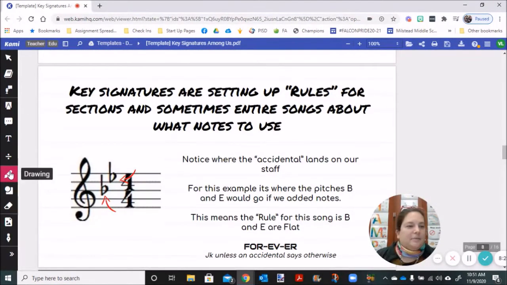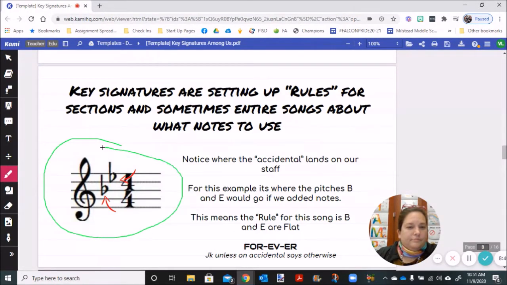Continuing on, let's stop talking about accidentals. Let's focus more on key signatures. Key signatures are setting up rules for sections and sometimes entire songs about what notes to use. So here we have a key signature, and there are 2 symbols in this key signature. They are 2 flat symbols. Remember, you're never going to have a flat and a sharp at the same time in a key signature. So we have 2 flats.